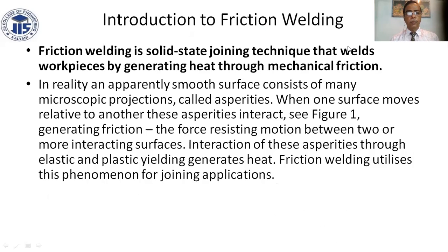Introduction to friction welding. Friction welding is a solid state welding joining technique that welds workpieces by generating heat through mechanical friction. In reality, apparently smooth surfaces consist of many microscopic projections called asperities. When one surface moves relative to another, these asperities interact, generating friction, see figure one. Friction is the force resisting motion between two or more interacting surfaces. The interaction of these asperities through elastic and plastic yielding generates heat. Friction welding utilizes this phenomenon for joining applications.